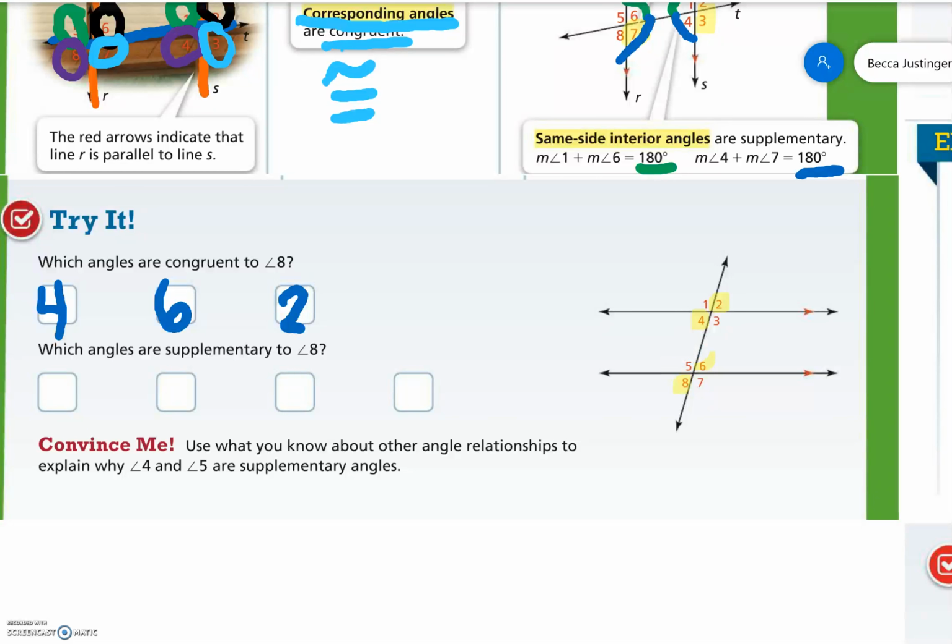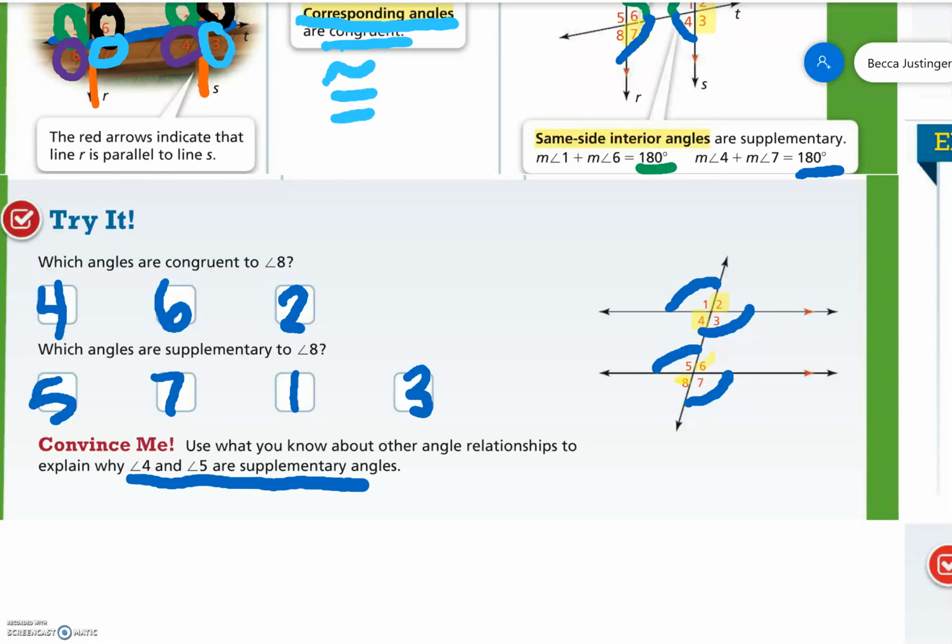We could also say angle 7 is supplementary to 8 because it makes a straight line together. So we've got 5 and 7. And now if 5 and 7 are both supplementary, we look to see which angles are the same as 5 and 7. We know 5 and 7 are the same because they're vertical. The corresponding angle to 5 is 1, and the corresponding angle to 7 is 3, and 1 and 3 are also vertical angles. Use what you know about other angle relationships to explain why 4 and 5 are supplementary.